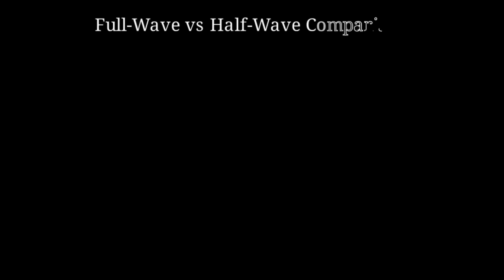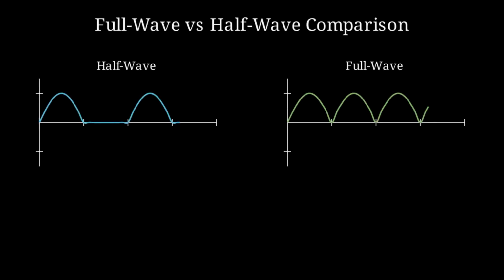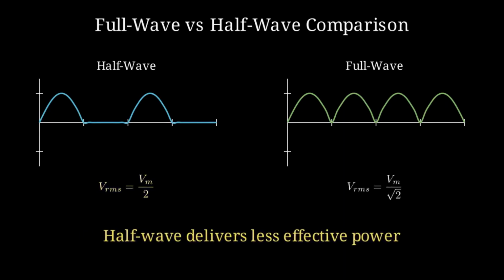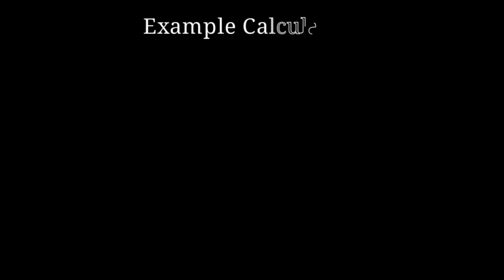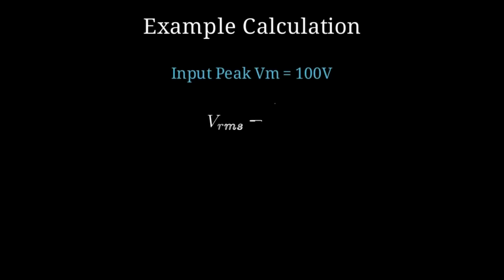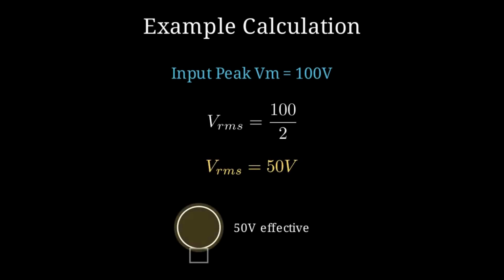Contrast this with a full-wave rectifier, where the RMS value is the peak divided by the square root of 2. The half-wave rectifier is less efficient because it discards half of the available energy from the AC source. Let's look at a practical example. If we have an AC source with a peak voltage of 100 volts connected to a half-wave rectifier, the effective RMS voltage delivered to the load would be exactly 50 volts.